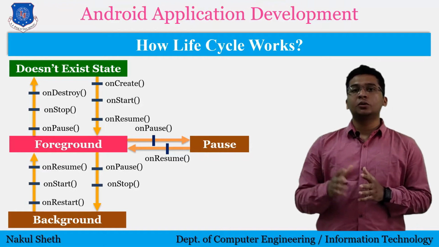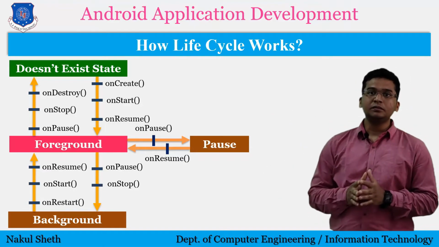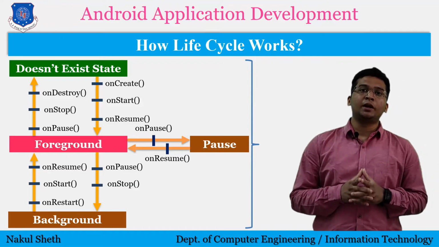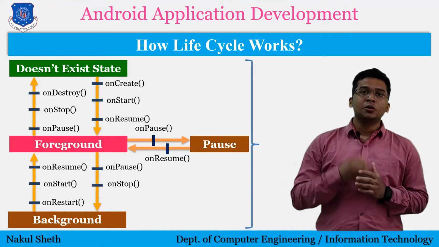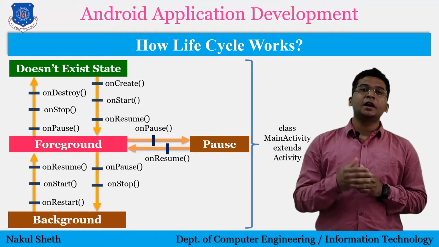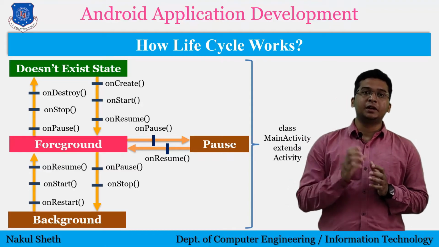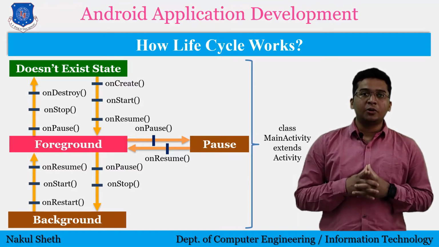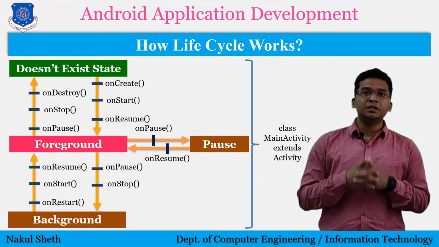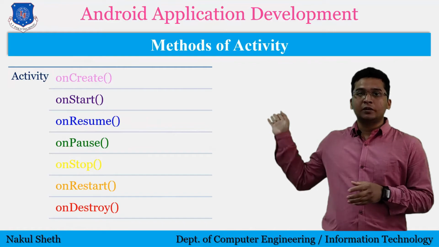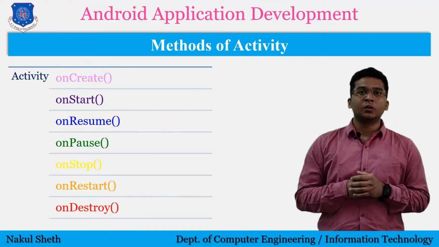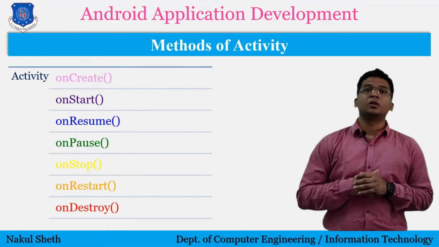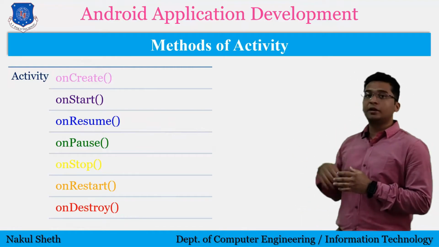Now the question is, who is going to maintain all these different things? So in Android, there is no separate mechanism which is going to maintain this activity lifecycle. You just need to create a class and inherit a built-in class of Android, which is the Activity class. So students, this is all about how the Android activity lifecycle works. Now we will see the different uses of these 7 methods of the activity lifecycle, which are onCreate, onStart, onResume, onStop, onRestart, and onDestroy. So let us start with onCreate.